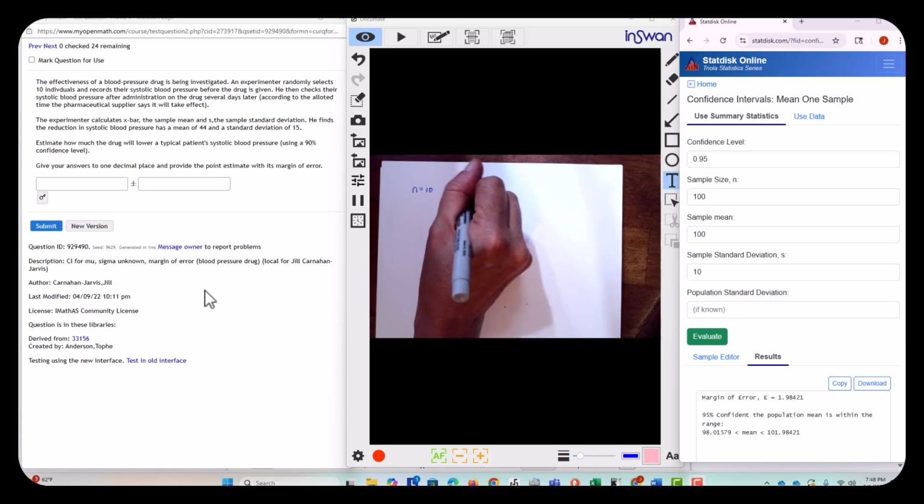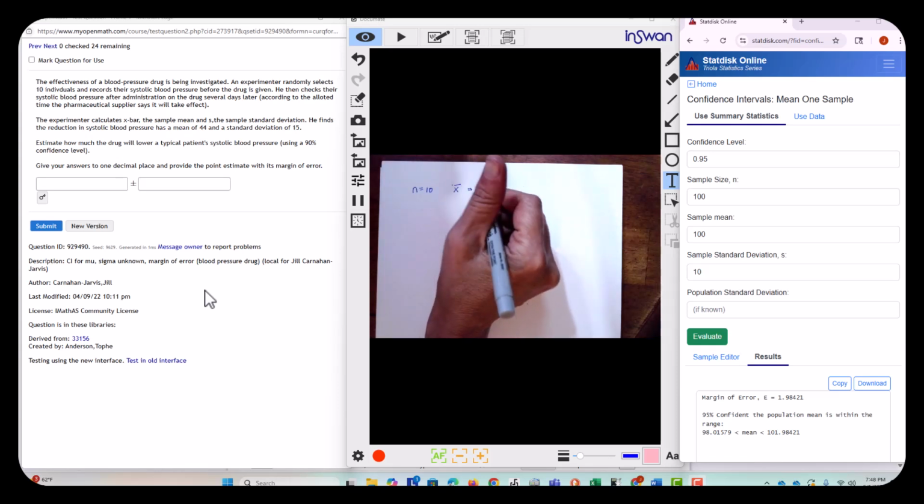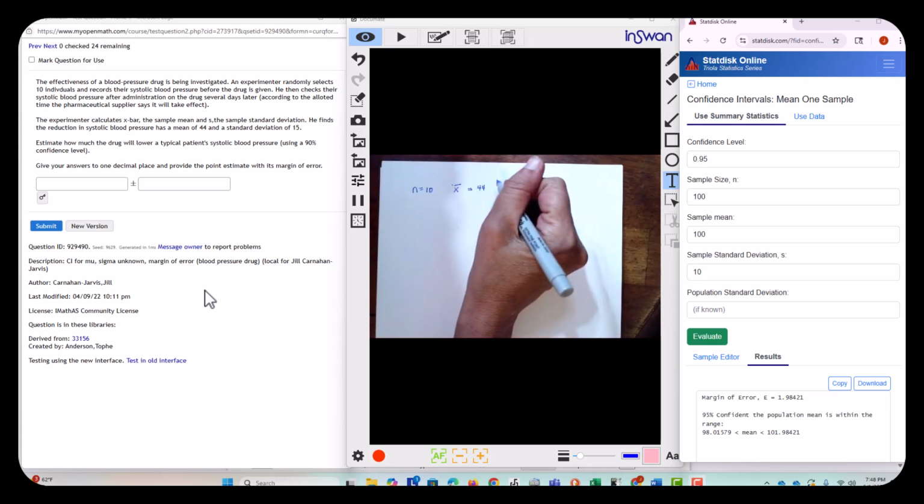bar to be the reduction in the systolic blood pressure, which has a mean of 44. Okay, well, producing it that much. And the standard deviation, again, this is a sample, so S is equal to 15. Okay.